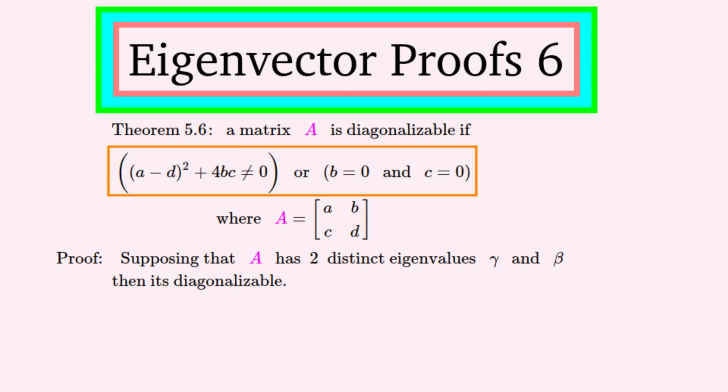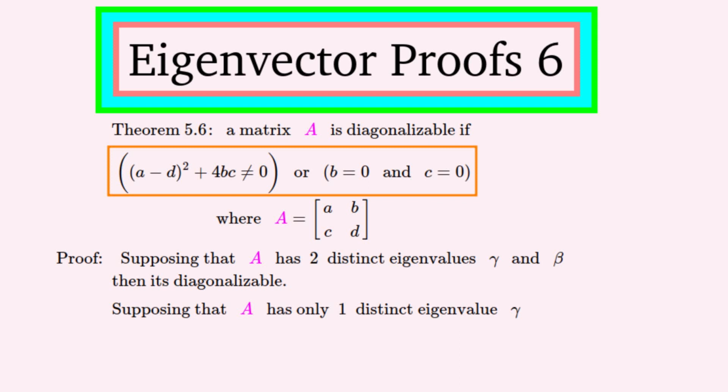If this matrix A has two distinct eigenvalues, then it's diagonalizable. An eigenvalue has to have at least one eigenvector to be an eigenvalue, because that's part of its definition. So there are two eigenvalues giving us two eigenvectors, and that's enough to diagonalize the matrix.